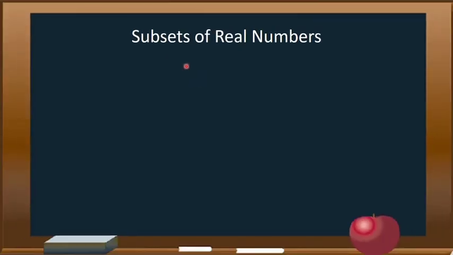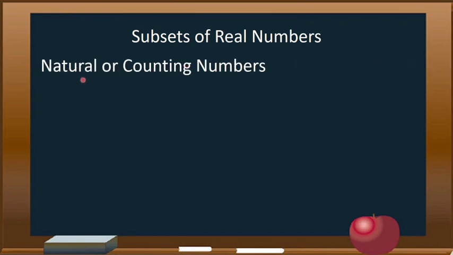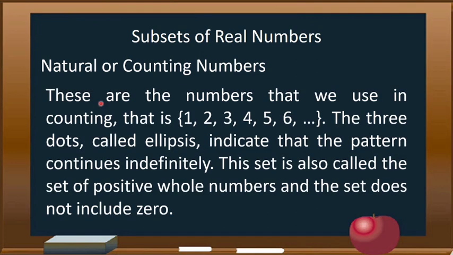So let us discuss subsets of real numbers. The first one we call natural or counting numbers. So what are these numbers? These are the numbers that we use in counting, that is the set of 1, 2, 3, 4, 5, and so on. The three dots, called ellipses, indicate that the pattern continues indefinitely. This set is also called the set of positive whole numbers, and the set does not include 0. Take note that the set does not include 0.